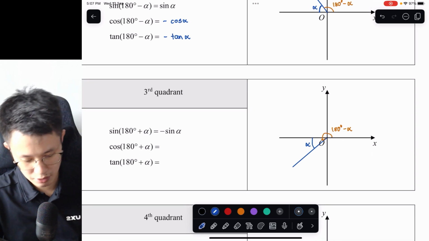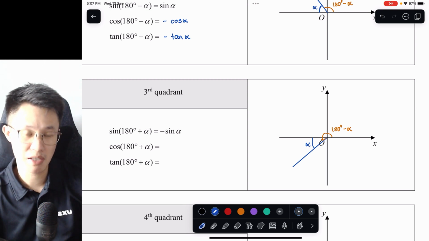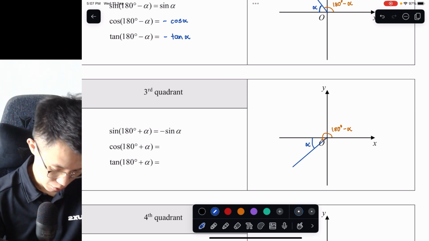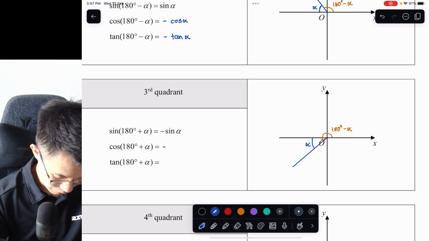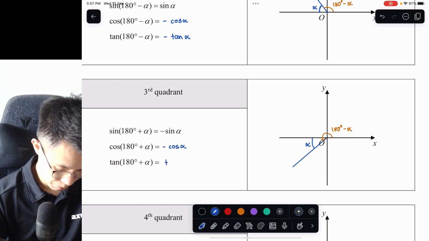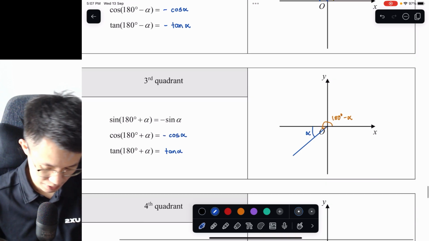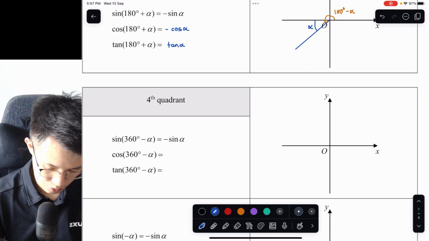So sine of 180 degrees plus alpha is simply negative sine alpha, and for cosine it will also still be negative cosine alpha, and here will be positive tangent alpha. I'm just applying ASTC throughout, and then we can go on to over here.